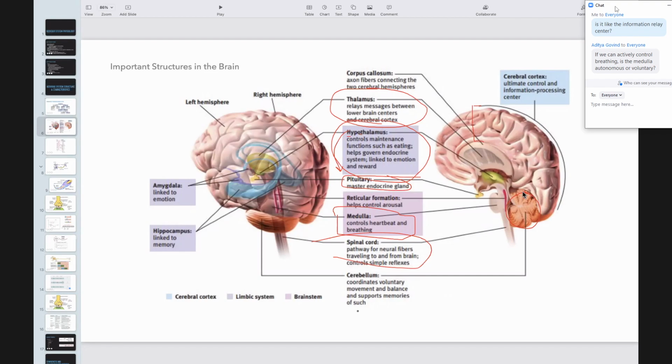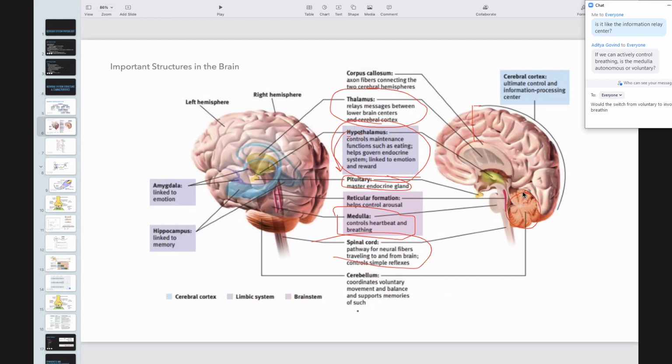If we actively control breathing, is the medulla autonomous or voluntary? So you can override the medulla. The medulla is autonomous. So when you're thinking, hey, let's speed up my breathing, let's slow down my breathing, you will talk about more of what muscles are involved in breathing next week, but we can tell our intercostal muscles, tell our diaphragm to contract and relax, and we can speed up our breathing.